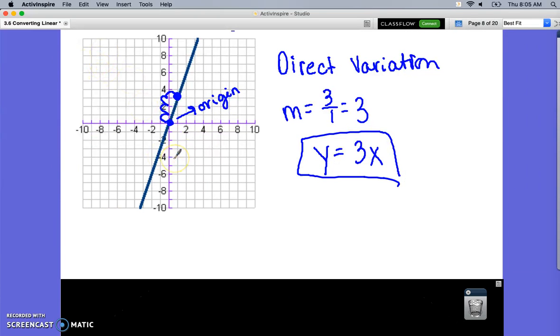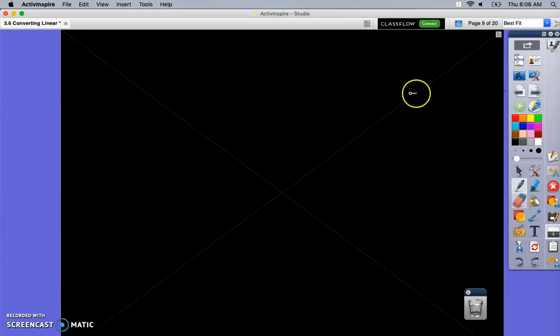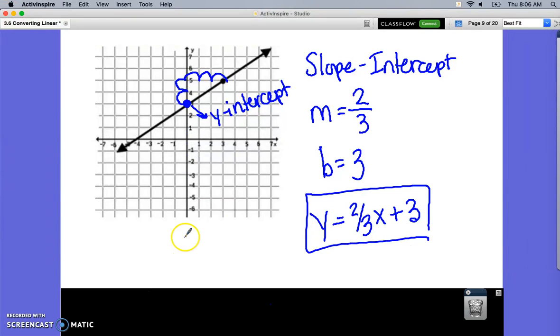Okay, here I see that I'm going through the origin, so I'm just going to find the slope from one point to the next. I go up 1, 2, 3, that's my top number. I go to the right 1, that's my bottom number. I can just reduce this down to 3. Okay, slope intercept, it's not going through the origin, but you can see that it crosses right here at 3. So that's going to go right here. And then I'm going to use my 2 points to find the slope again. 1, 2 on top, and over 1, 2, 3 on bottom. So 2/3 x plus 3.